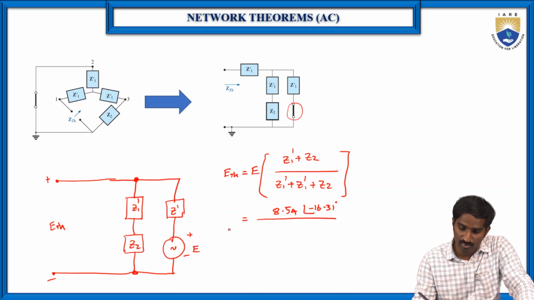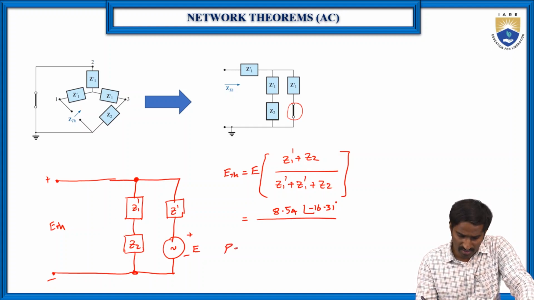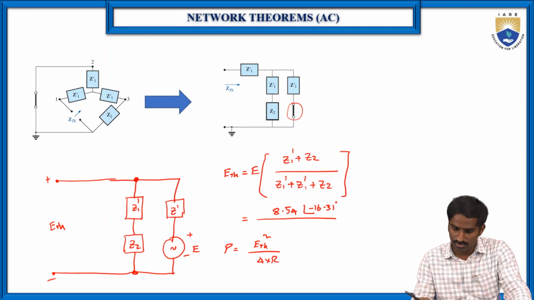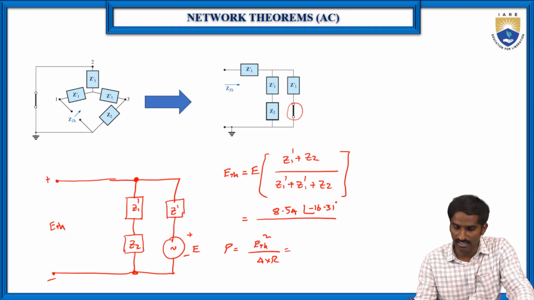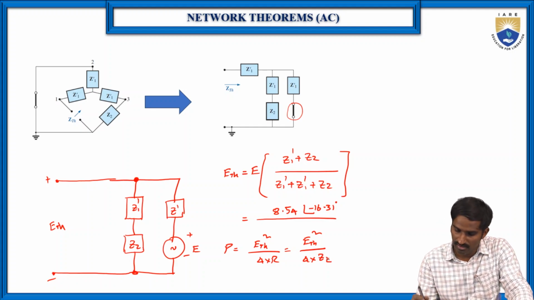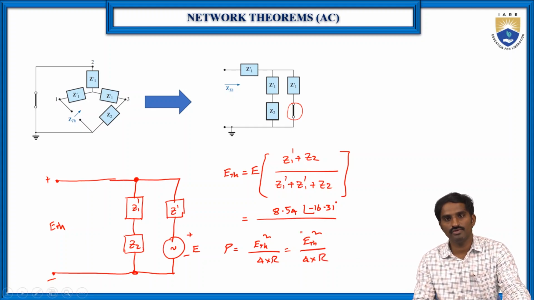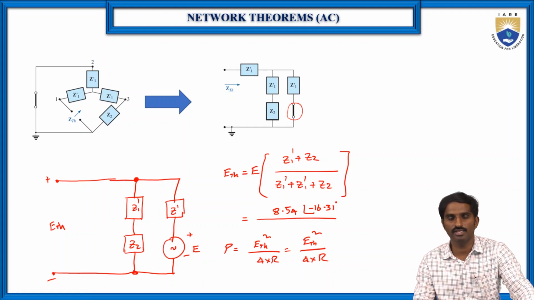Then what is the maximum power delivered to the load? P is equal to, there are many formulas here, E Thevenin square by 4 into R. R is nothing but again the ZL. In power we don't consider the imaginary term, so instead of Z we usually write R only. Then we know the values of E Thevenin and R, so you can substitute and you will get the maximum power flowing through the load resistance. So this is how we can find it.